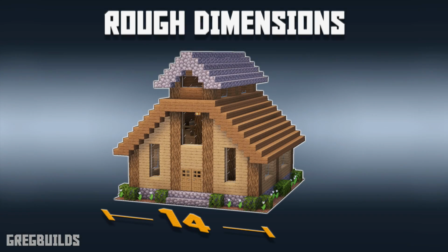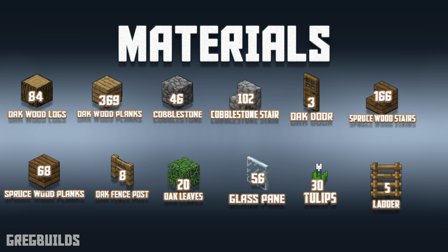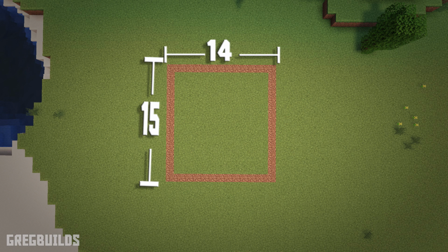Also, this house is roughly 14 by 15 blocks wide, and it is 13 blocks tall. Now here's a complete list of the materials you'll need to build this house. Also, this entire build project requires a 14 block by 15 block area spacing, and I marked my area out with coarse dirt blocks, and you could do the same, and that way we'll know how big the layout is before we start the build.